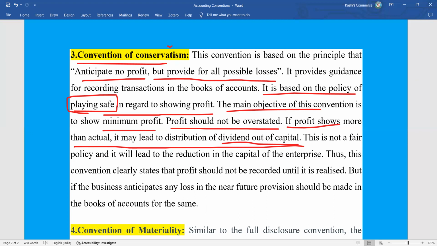Thus, this convention clearly states that the profit should not be recorded until it is realized. This is the most important point, right? This convention clearly states that profits should not be recorded until they are realized.